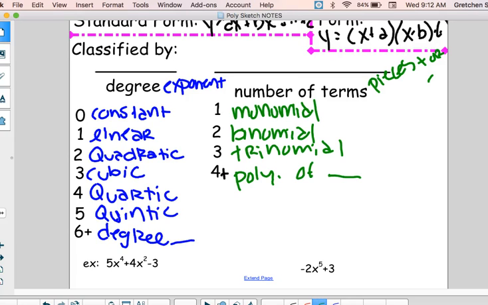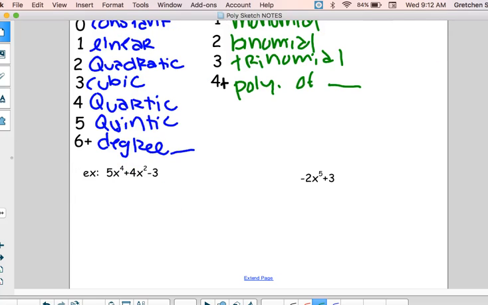First example on the left. What's its highest exponent? 4. So if it has a highest exponent of 4, degree-wise, what would you call it? Quartic. A degree of 4 is quartic. And then how many pieces does it have? 3. So it's a quartic trinomial.